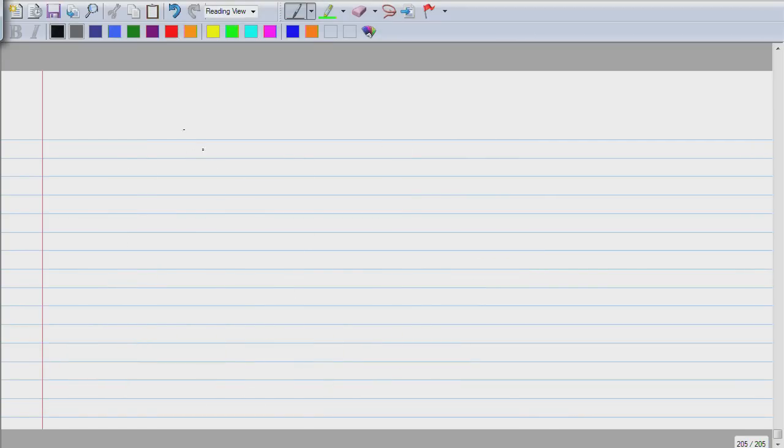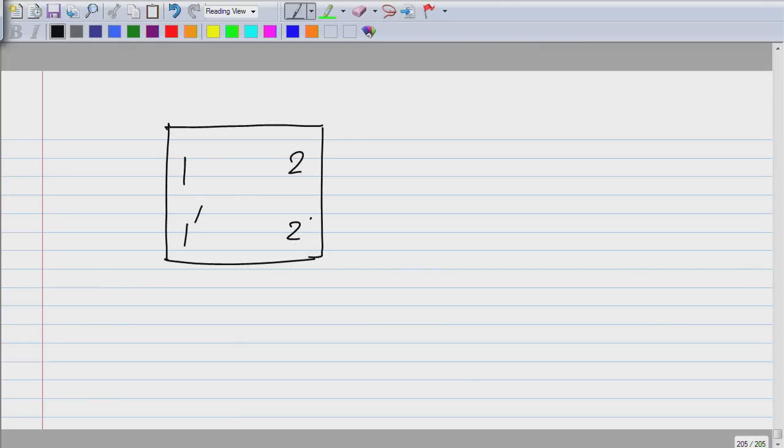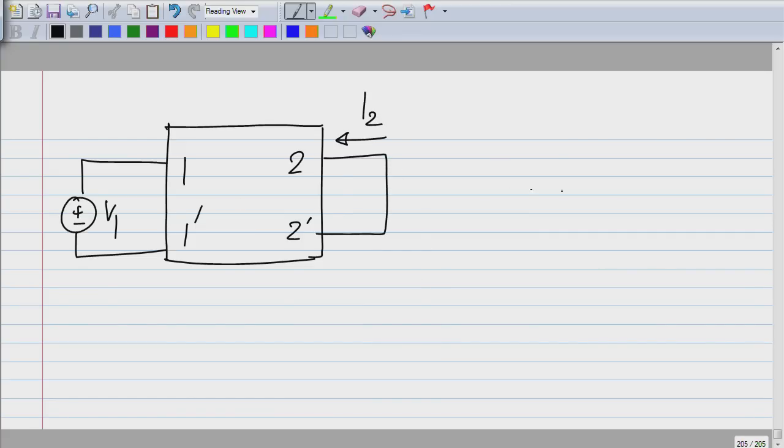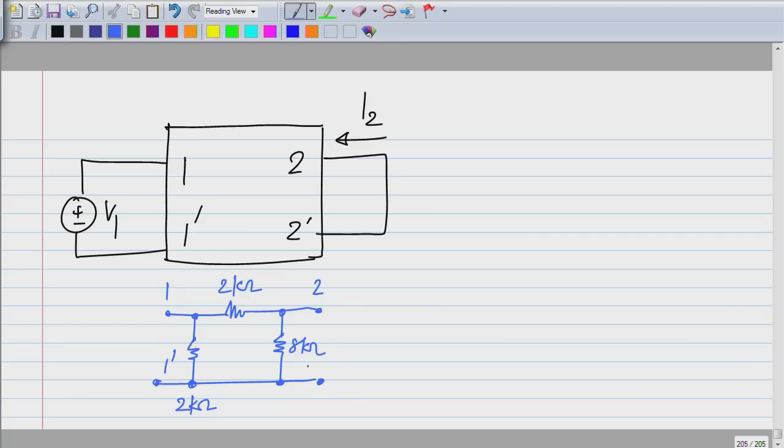So what is Y21? I apply V1 to port 1 and I short circuit port 2 and I measure the current through the short circuit. That is the current in port 2 and in this direction going into this terminal 2. So now what is the circuit I have inside this box? That is the two-port network, and these are the terminals. And I apply V1 here.